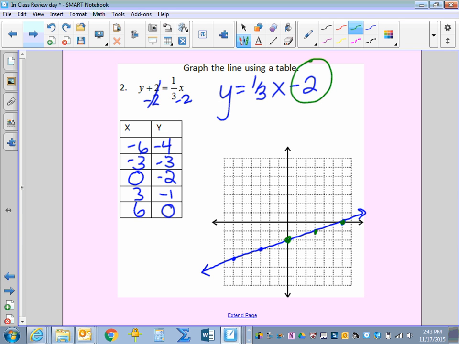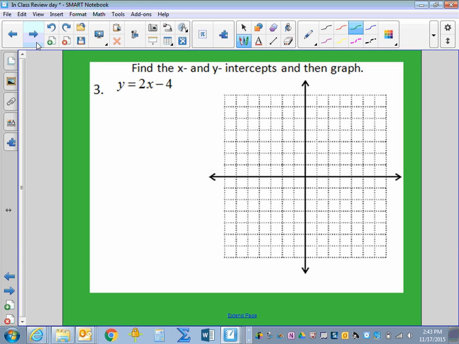Alright, number 3. Find the x and y intercepts and then graph it. My x-intercept, I have my x value. My y value is 0. It's where it crosses your x-axis. So let's substitute that in. Y is 0, and then I'm solving for x.